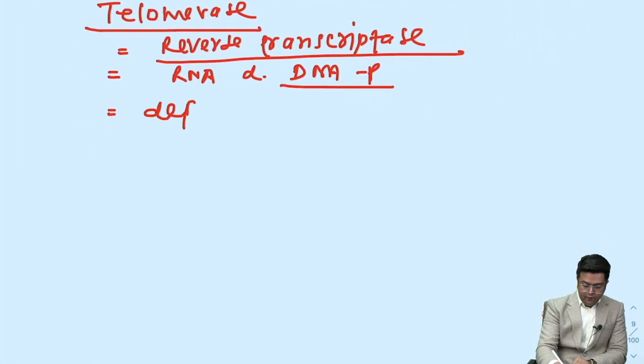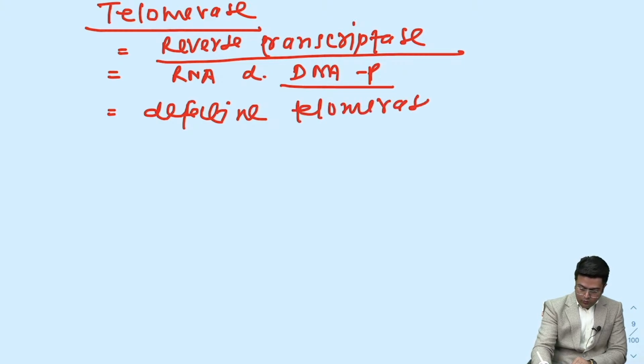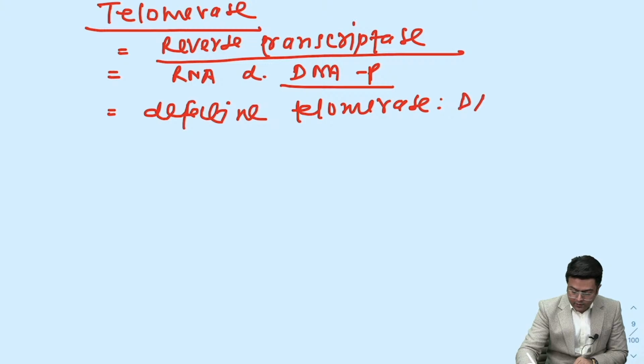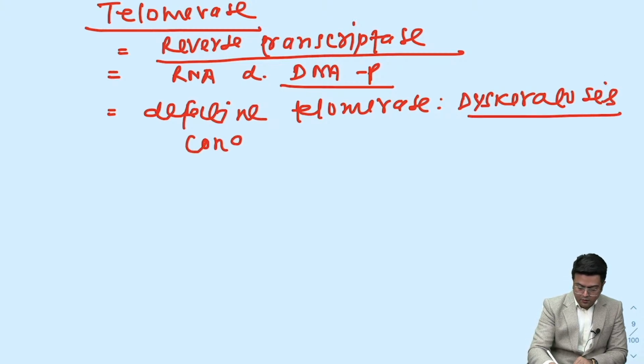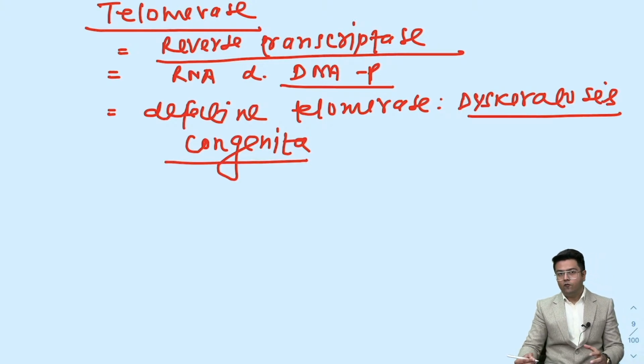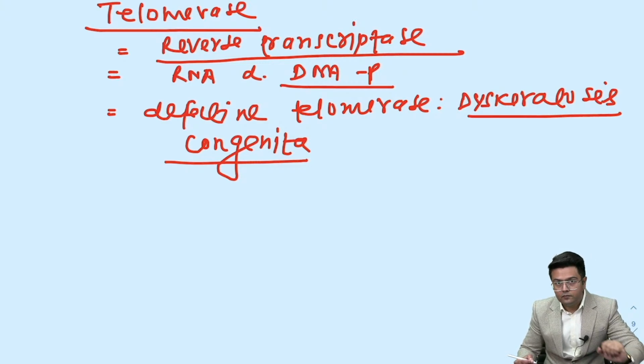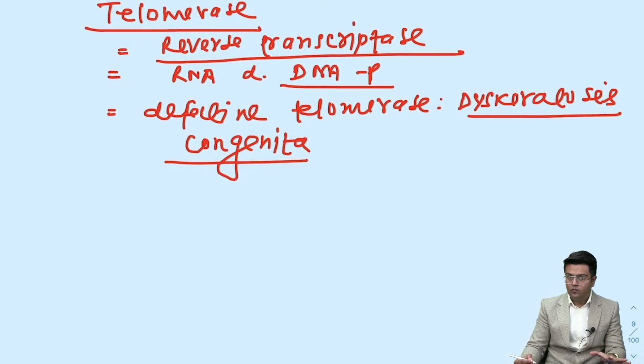So defective telomerase, though never asked, leads to a disorder where the bone marrow fails, and that is called dyskeratosis congenita. At least you should know this name. It has a triad: bone marrow failure, second is nail dystrophy, and third is reticulated skin. So that is one more point.